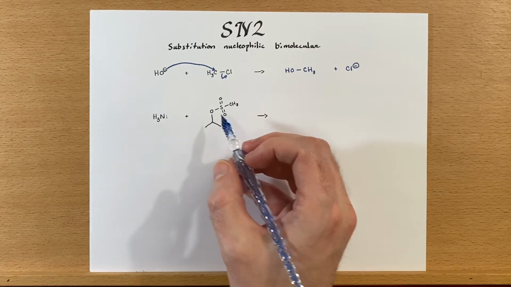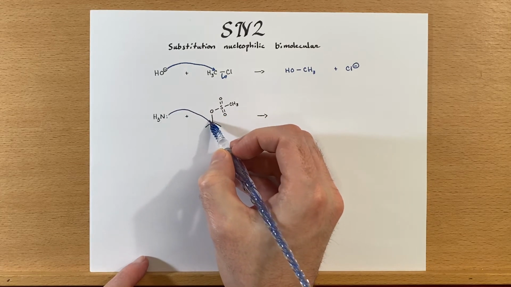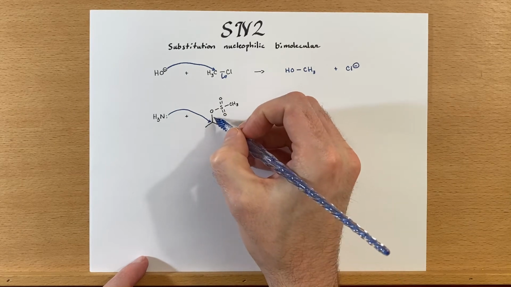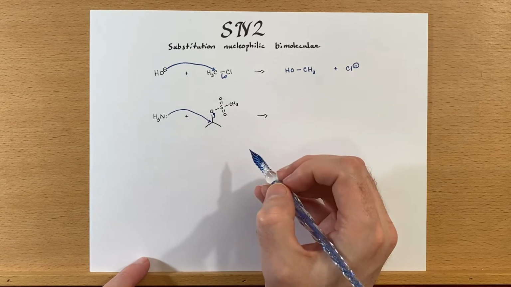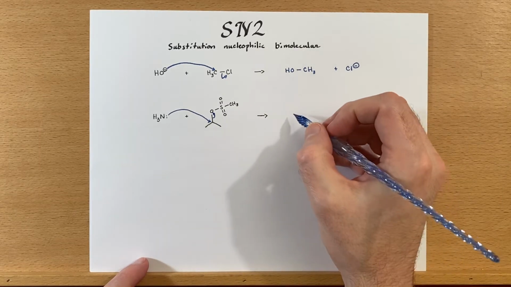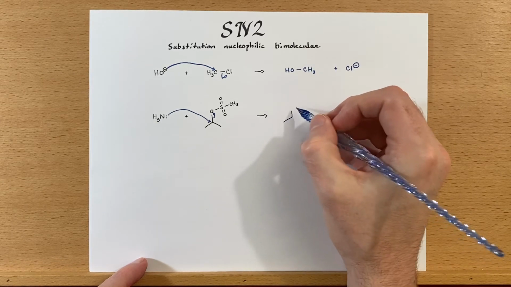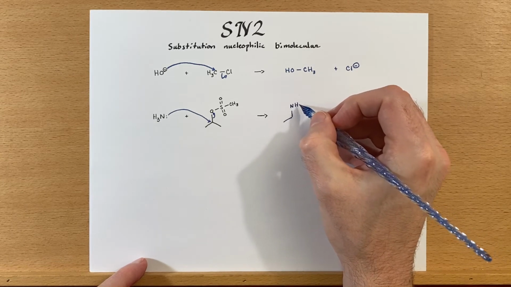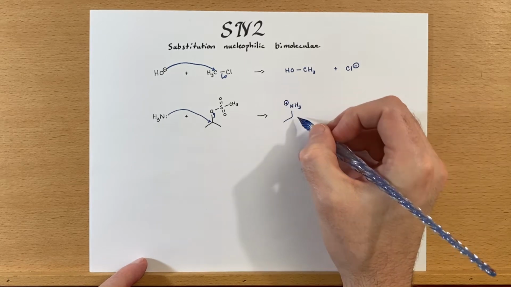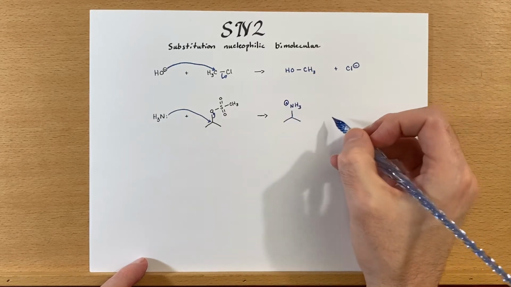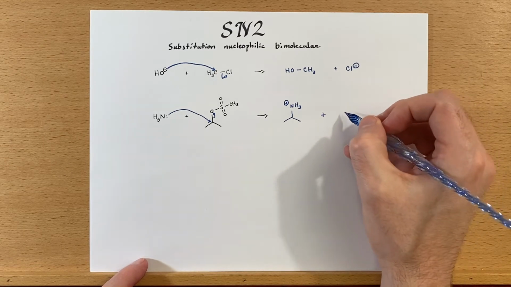So, if we draw the mechanism for this, we'll have these electrons coming down here and attacking this carbon, and then those electrons will then associate with the oxygen. And what we'll have is this. Now we'll have a positive charge on that nitrogen still, and then the sulfonyl group will have a negative charge associated with it.